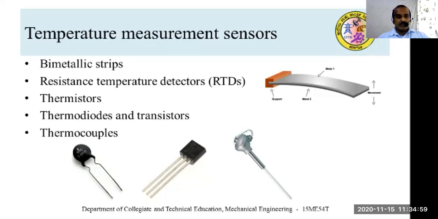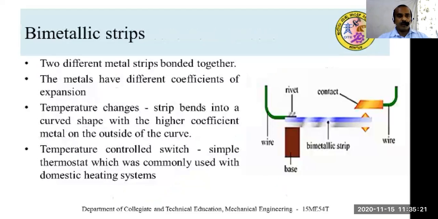Thermocouples. The thermocouples have a hot junction and a cold junction. Hot junction is placed at the body where temperature is to be measured. Cold junction is maintained at a reference temperature. An EMF developed in the thermocouple is proportional to the temperature of the body. The first type of temperature sensor is a bimetallic strip.